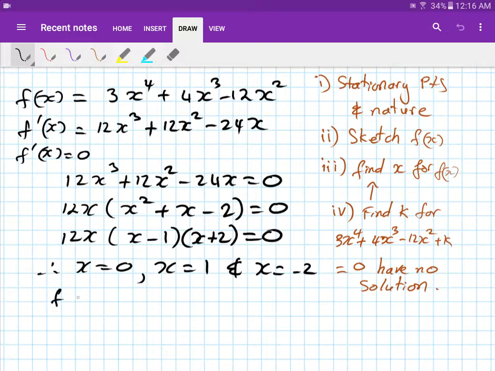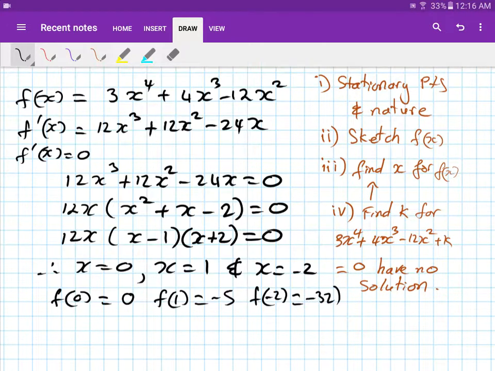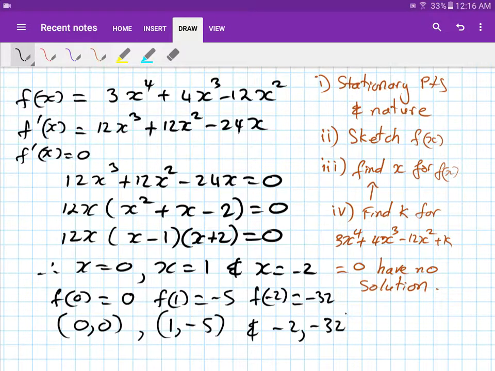So f(0), you substitute 0 into the function and you get 0. Now f(1), substitute the value in: 3 plus 4 is 7, minus 12 is minus 5. And then if I substitute minus 2 into the original function, I get negative 32. So these are the points. Therefore, the stationary points are (0, 0), (1, -5), and (-2, -32).